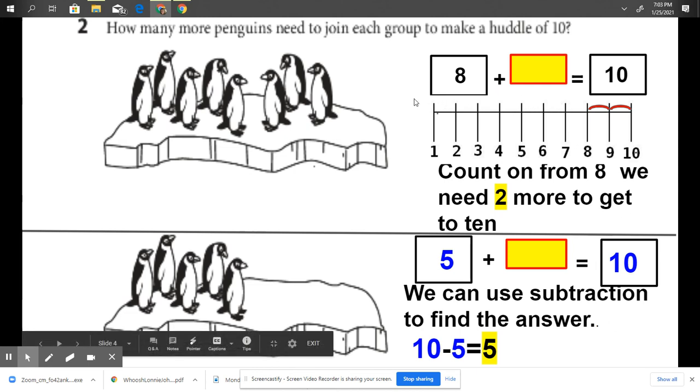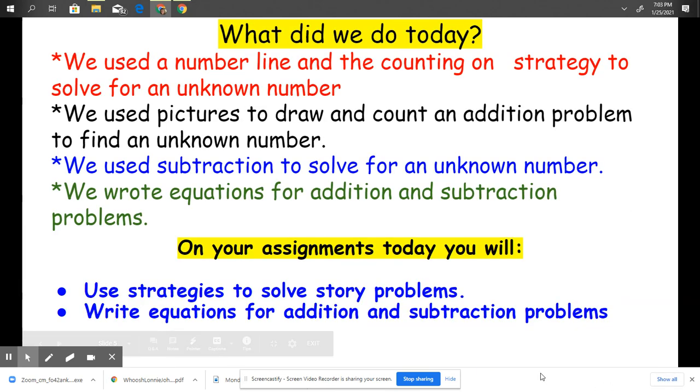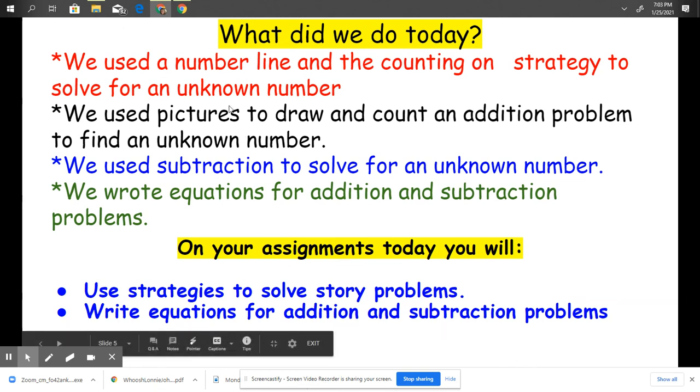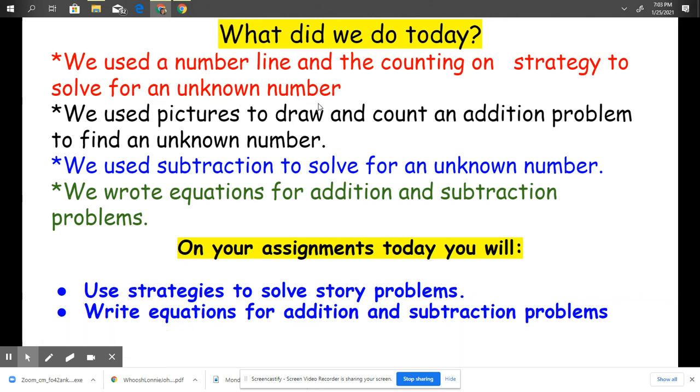So right now we have drawn it, we have counted on. Let's see what we did today. We used a number line and the counting on strategy to solve for an unknown number. We used pictures to draw and count an addition problem to find an unknown number. We used subtraction to solve for an unknown number when we knew the total. And we wrote equations for addition and subtraction problems.